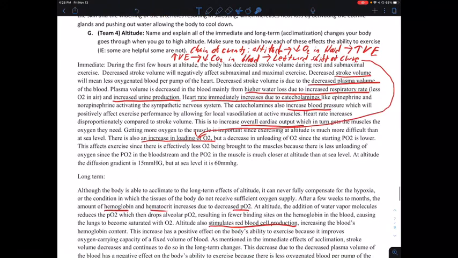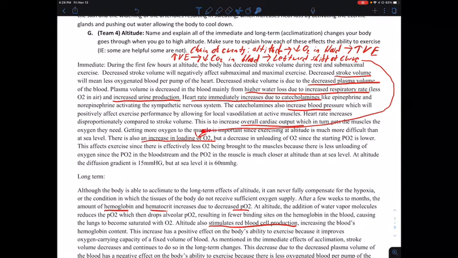And then the last one, prompt G, team 4 here, the altitude changes. They did leave out the chain of events that happens at altitude when you first get there. So you get to altitude, oxygen in your blood goes down. That stimulates an increase in ventilation. If your ventilation goes up, then your CO2 goes down. So you blow off CO2. That leads to a leftward shift of the curve.